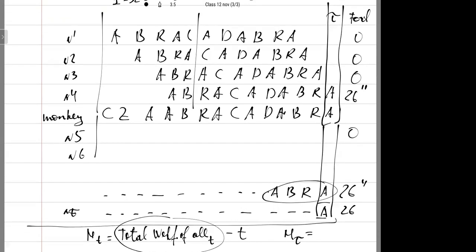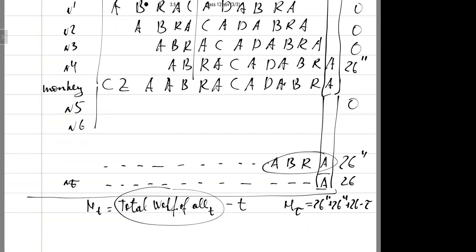It's very easy because we have organized such rules to make it easy to calculate the total welfare of all players. What is the total welfare of all players at the moment when the monkey types the final letter A of abracadabra? 26 to the power 11 plus 26 plus 26 to the power 4, minus tau. And the optional stopping time theorem says you can calculate the expected value of M tau.